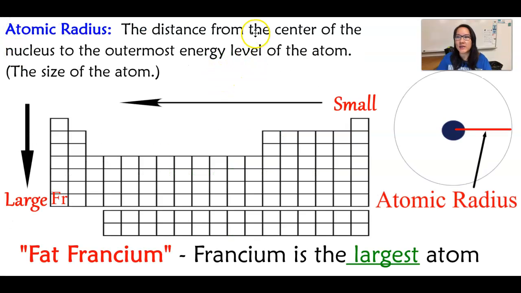Atomic radius is the distance from the center of the nucleus to the outermost energy level of the atom, so it's basically the size of the atom. If you'll look here, from the nucleus to the outermost energy level is going to be the atomic radius, basically. So on the periodic table, this is where the smallest element is found, and this corner over here is where the largest element is found. Francium is the largest of all the elements, has the greatest atomic radius, and you can think of it as fat francium. Francium is the largest atom.